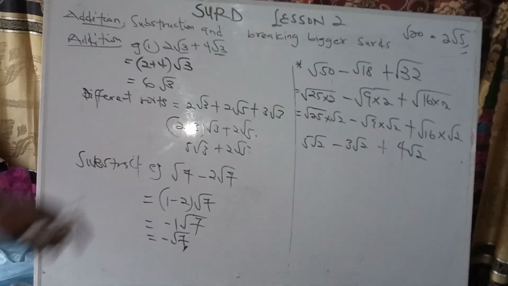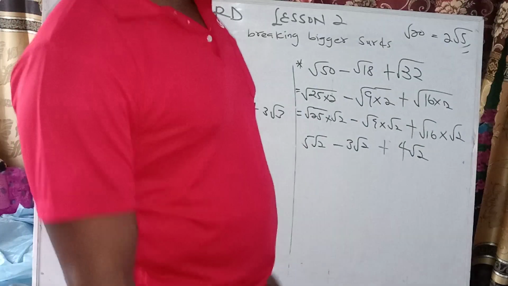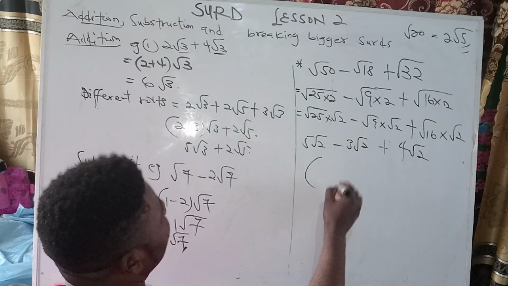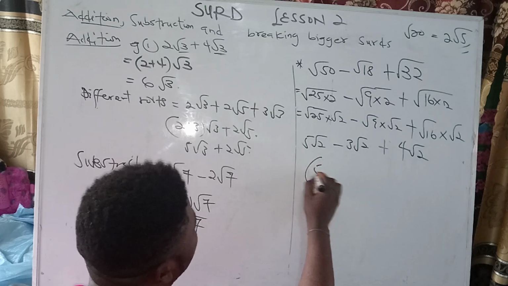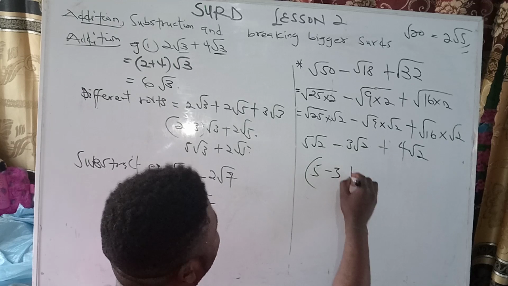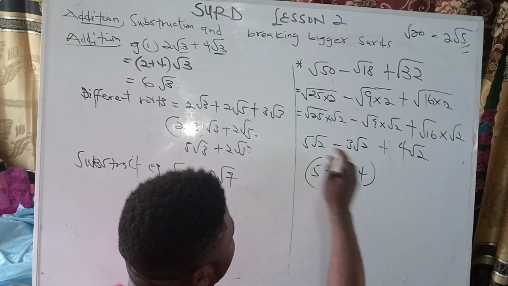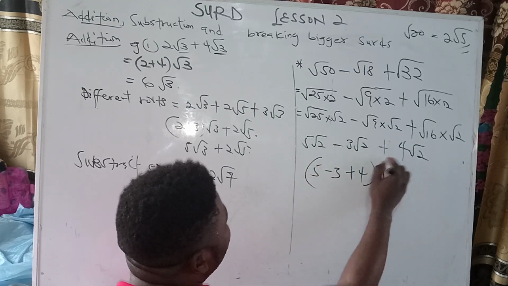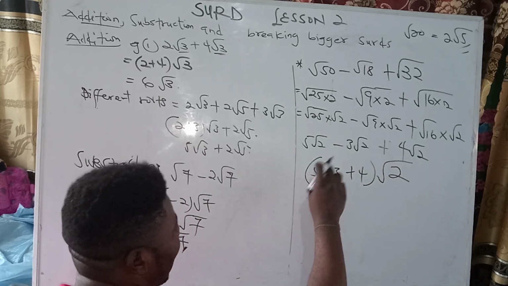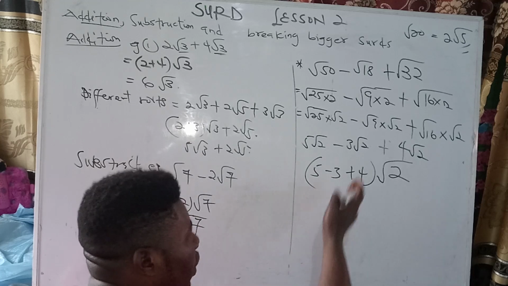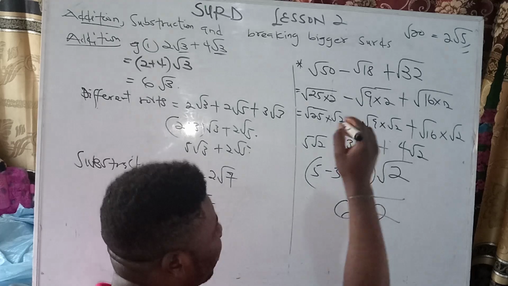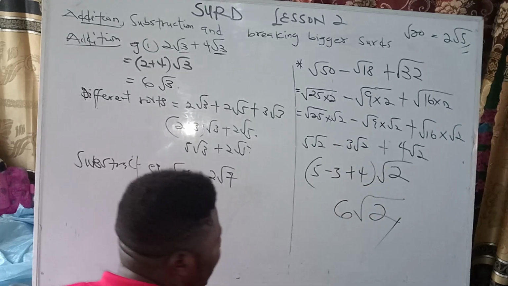At this stage, we can see the addition and subtraction is working here. So what I'll do is create a nice bracket. The 5 is here, the minus 3 is here, the plus 4 is here. Since they have the same root, I bring one of them. So 5 minus 3 will give me 2, 2 plus 4 will give me 6. So finally, I have 6 root 2.